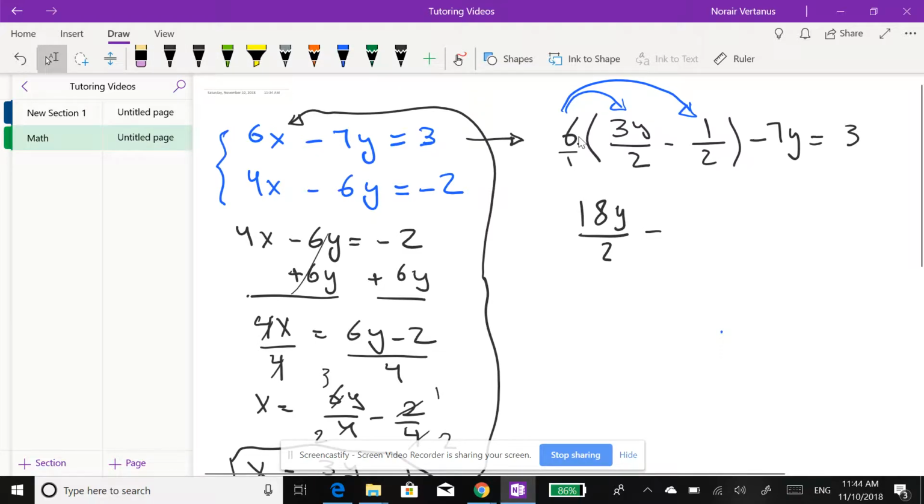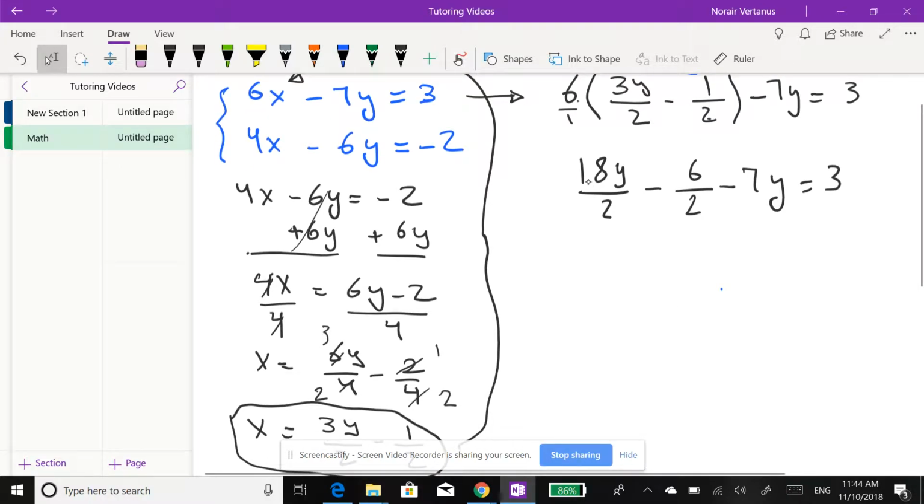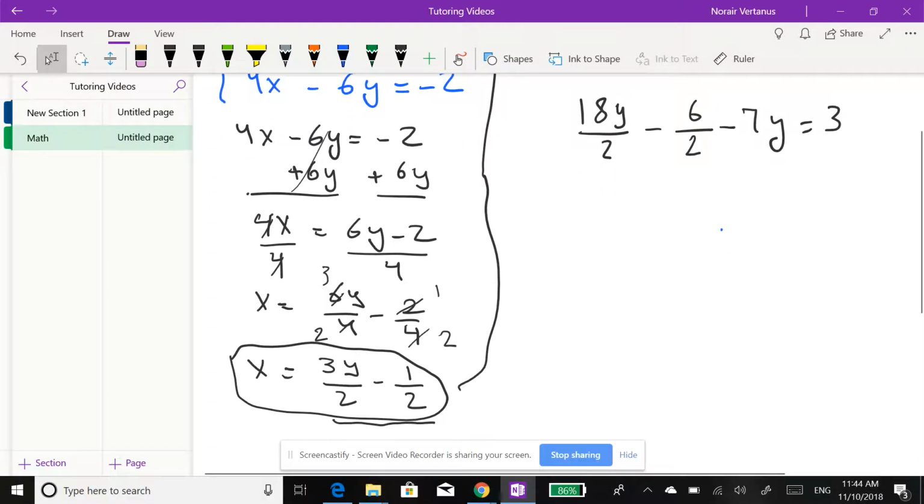Minus, now 6 times this 1 over 2. 6 times 1 is 6, and 1 times 2 is 2. Okay, minus 7y equal to 3. Now this can simplify. 18 divided by 2 is, this divided by 2, 1. This divided by 2, 9. Both of these are divisible by 2. So it's going to be 9y minus 6 divided by 2 is 3 minus 7y equal to 3, right?